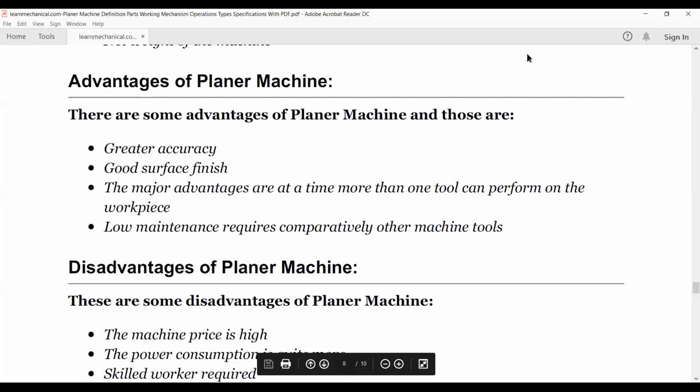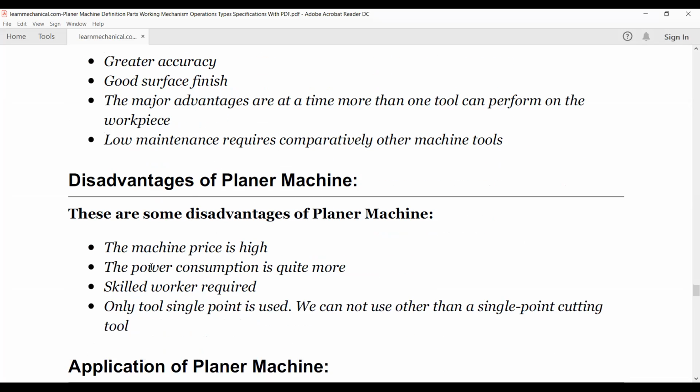Next one and last one is the advantages and disadvantages. So what are the advantages? It has greater accuracy and good surface finish. The major advantages are that at a time more than one tool can work on the workpiece, and low maintenance is required compared to other machine tools. What are the disadvantages? The main disadvantages are that the machine price is high, the power consumption is quite high, a skilled worker is required, and only a single point tool is used. We cannot use anything other than a single point cutting tool.